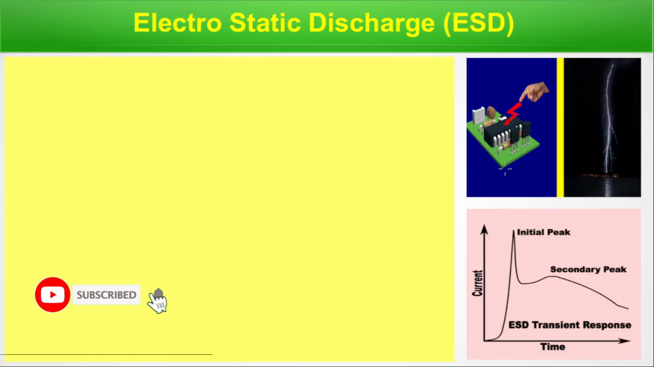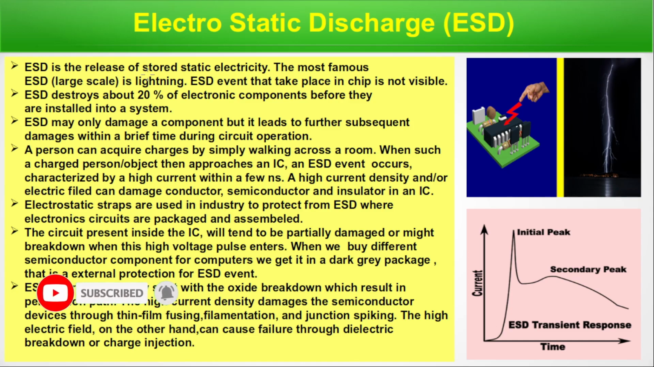Now, electrostatic discharge. ESD is the release of stored static electricity. The most famous ESD on a large scale is lightning. ESD events that take place in a chip are not visible. ESD destroys about 20% of electronic components before they are installed into a system. Even before installing in a system, they are destroyed by ESD.